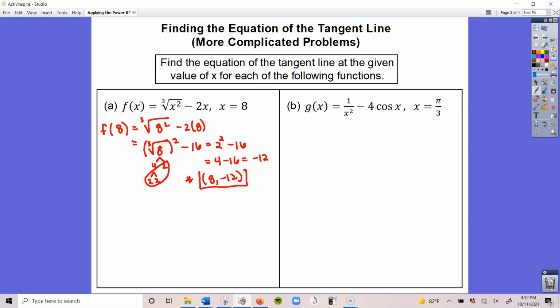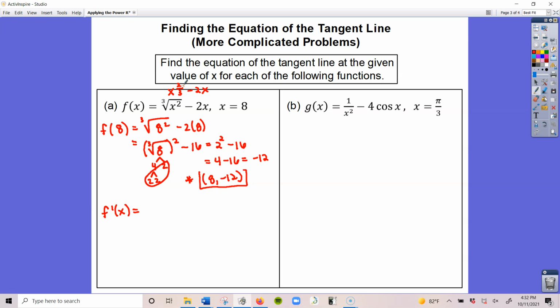So I'm going to hold on to this information. The next thing we need is to find the derivative of f of x in order to find my slope of tangency. However, I can't find the derivative when I have it written as a radical, so we're going to rewrite this using rational exponents. The cube root of x squared is the same thing as saying x raised to the 2/3 minus 2x. And now I can take that derivative.